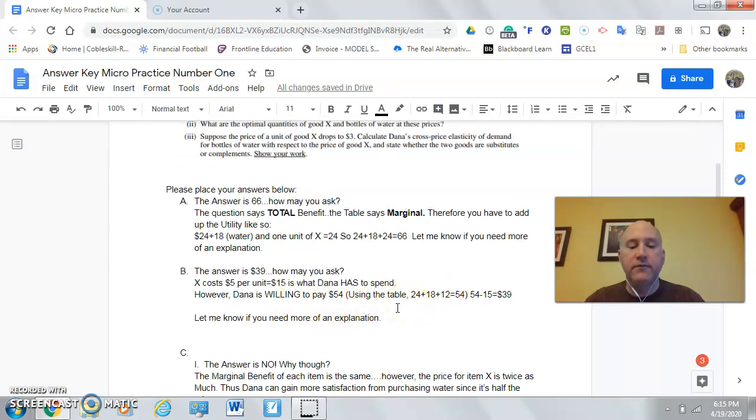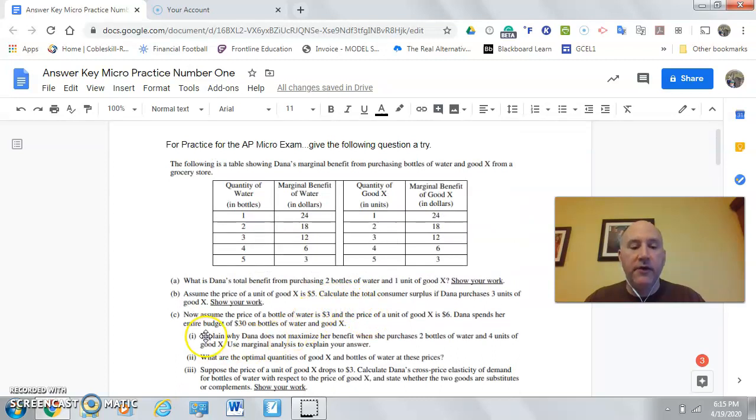Okay? Now C, assume the price of a bottle of water is $3 and the price of a unit of good X is $6. The reason why they say good X is because they don't want it to be anything complementary, like popcorn or something like that, that would give away answers or throw people off. So they just named it a no-name. All right? So if she spends her entire $30 on bottles of water and X, why would she not be maximizing her benefit when it's 2 bottles and 4 units of good X?